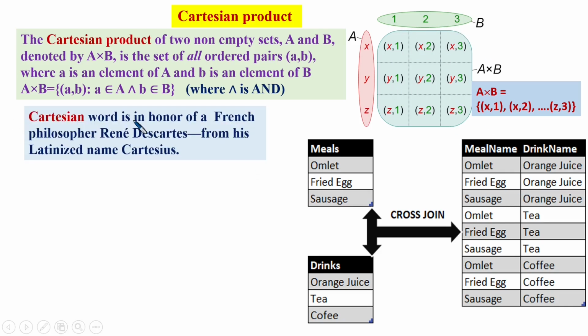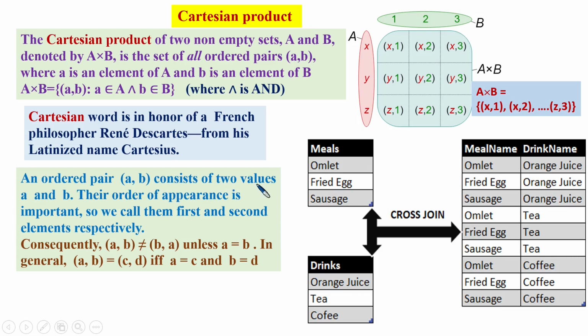The word Cartesian is in honor of the French philosopher René Descartes, from his Latinized name Cartesius. An ordered pair (a, b) consists of 2 values a and b. Their order of appearance is important, as I mentioned earlier. We call them the first element and second element respectively. Consequently, (a, b) is not equal to (b, a) unless a equals b. In general, (a, b) equals (c, d) if and only if a equals c and b equals d. So if these two are equal, then these two ordered pairs are the same.